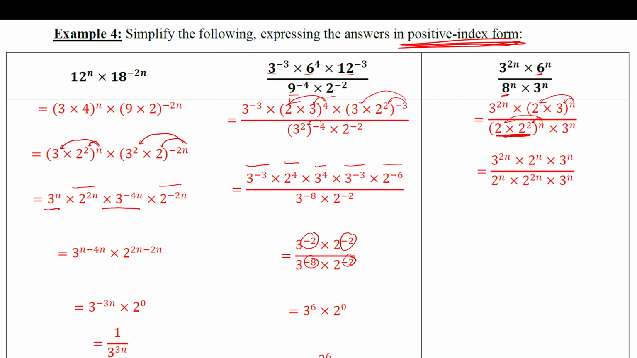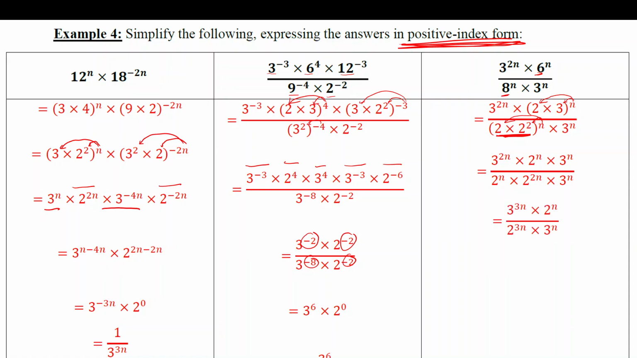So 3 to the 2n, 2 to the n, 3 to the n, 2 to the n, 2 to the 2n, and 3 to the n. There's probably a reason for that, okay? But again, if you chose to go 2 to the power of 3 straight away, then it will probably still work out. Just a matter of which way is quicker.